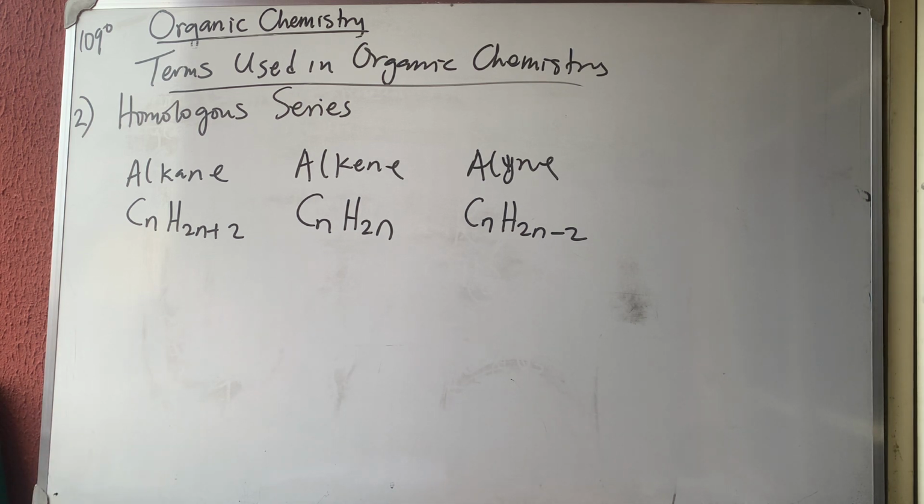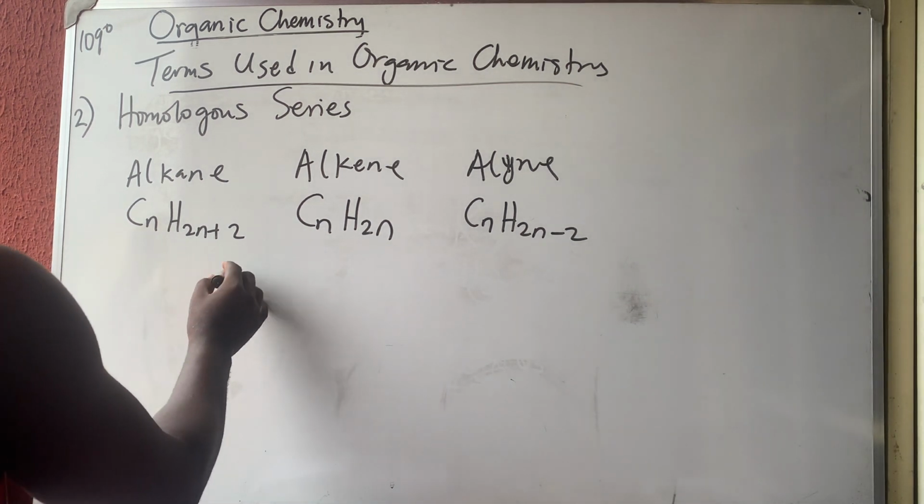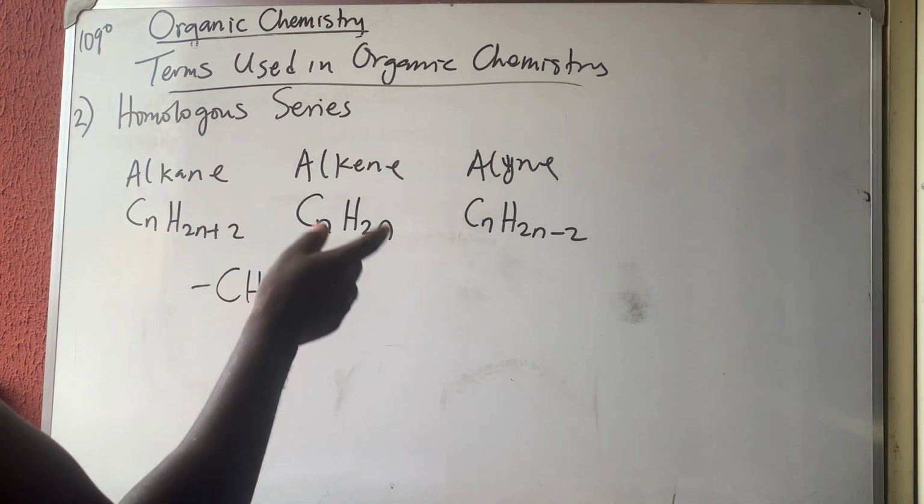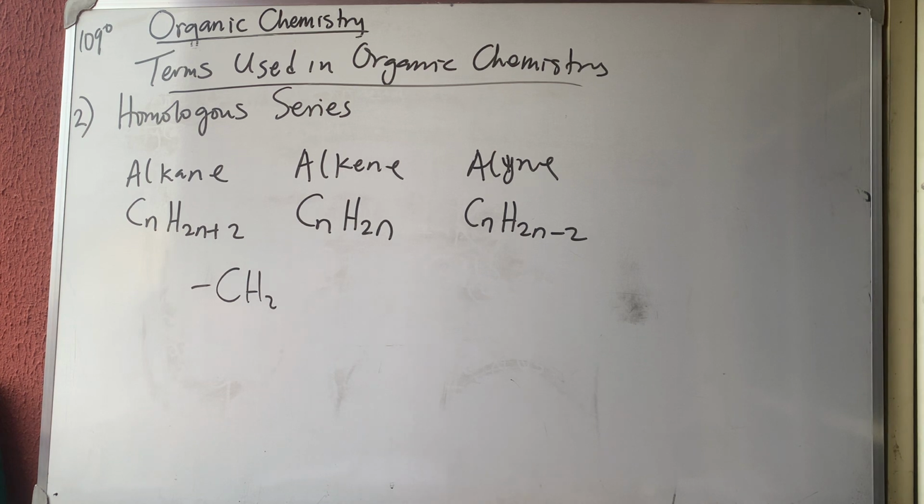So the next one is number two, which is what? Each successive member differs by the addition of CH2. Like I told you before, to get the next member is simply by adding CH2. Then you know that that family is a member of the homologous series.